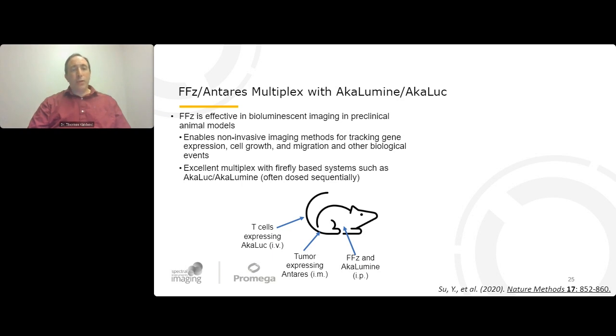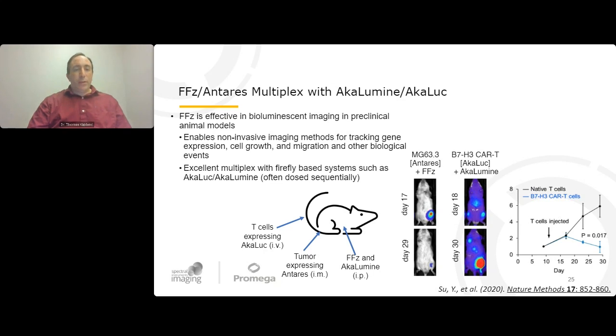And then once the tumor had been established and the T cells injected in the mice, the two substrates were injected sequentially. So fluorofurimazine was injected on one day. The signal purely from the tumor was measured. And because fluorofurimazine does not interact with firefly luciferases at all, there was no signal from the T cells. The next day, AkaLumine was injected, and because again you have complete orthogonality, only the T cells gave a signal with the AkaLumine injection from the AkaLuc, and no signal came from the tumor cells. The signal coming from the tumor was all due to T cell infiltration.